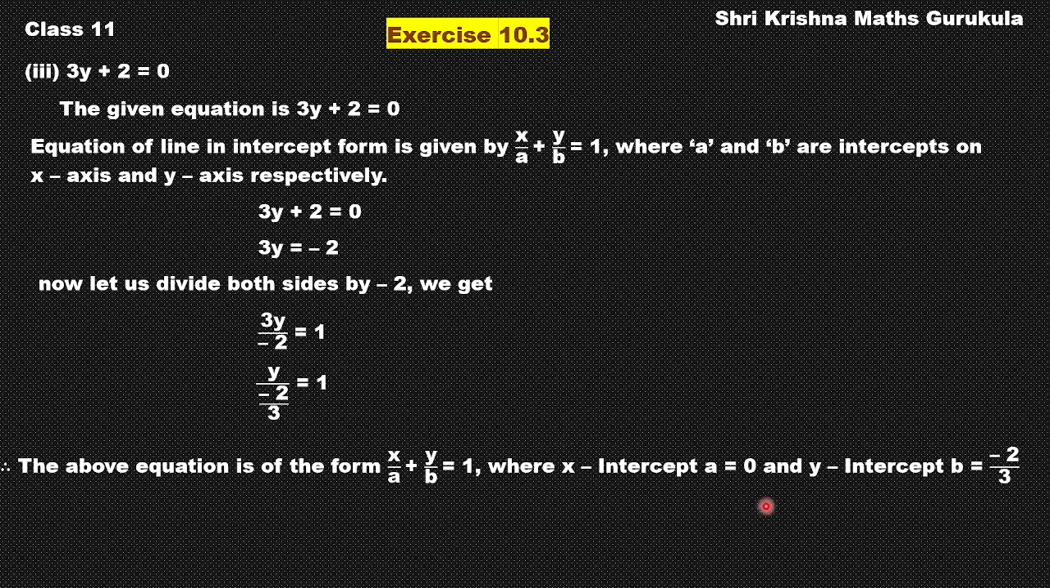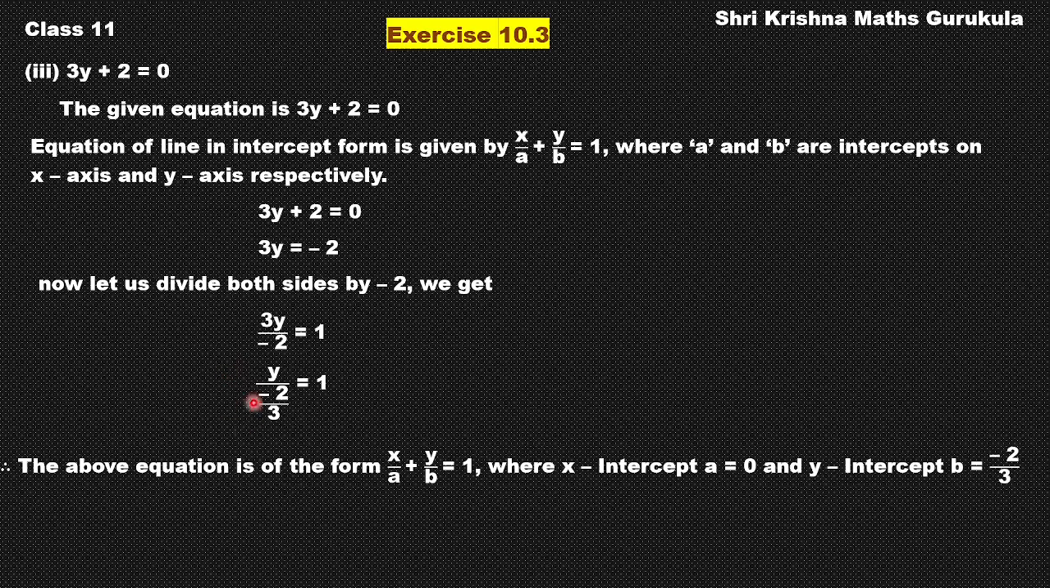Now, since the x-intercept is not there or it is 0, can you just write x by 0 plus y by minus 2 by 3 equal to 1? No, never make such a mistake. No term can have 0 in the denominator. If any term has 0 in the denominator, it is not defined. So you cannot write x by 0.